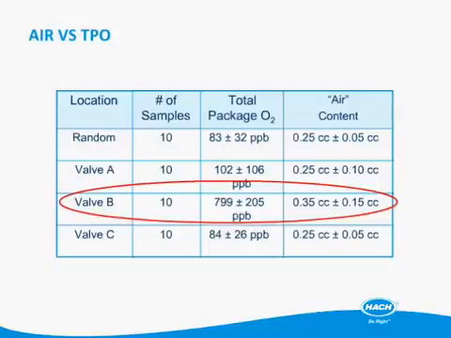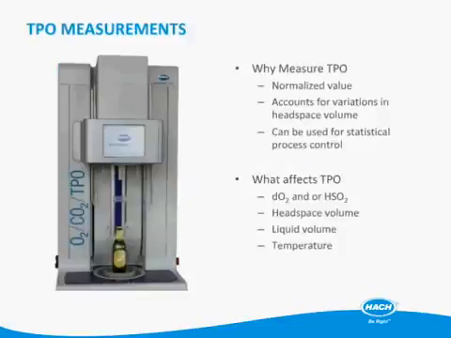So why measure TPO? It's a normalized value. You can use it regardless of whether you're measuring a 16-ounce, a 12-ounce, a 22-ounce, or a 750 package size. You can use it for statistical process control. The numbers are statistically significant, and you can really go back, troubleshoot fillers, look at where your O2 is getting into the system, and it's an incredibly valuable tool. So what affects TPO? The dissolved oxygen and the headspace oxygen. So if we know either the dissolved oxygen or the headspace O2, we know the headspace volume, the liquid volume, and the temperature, we can calculate the TPO of any package.